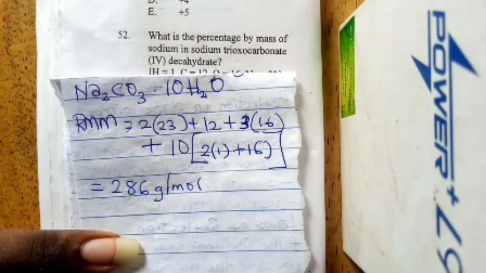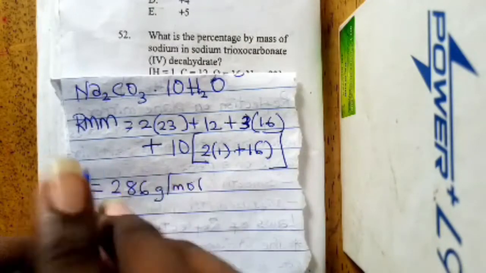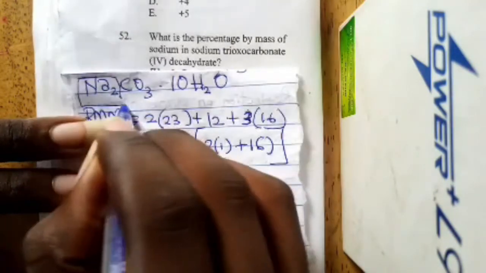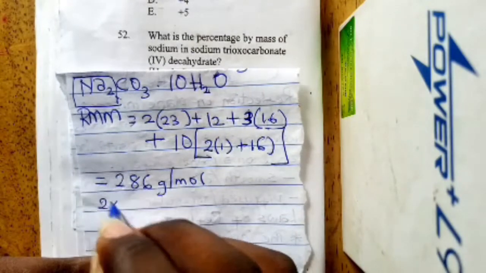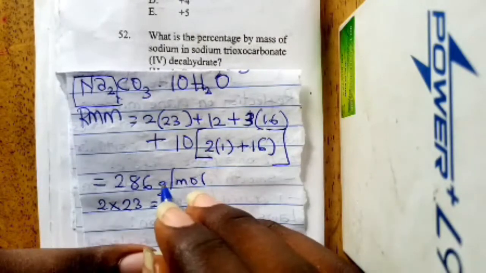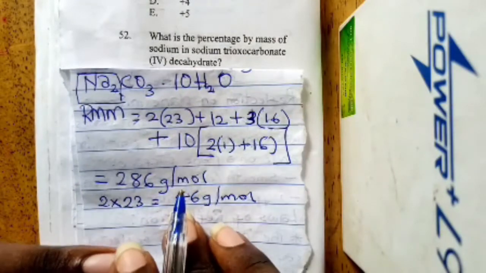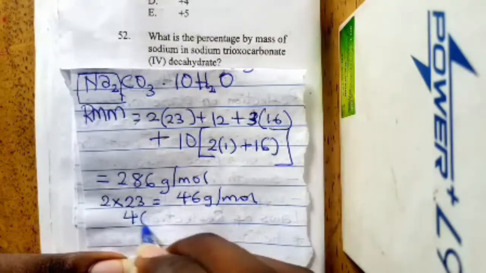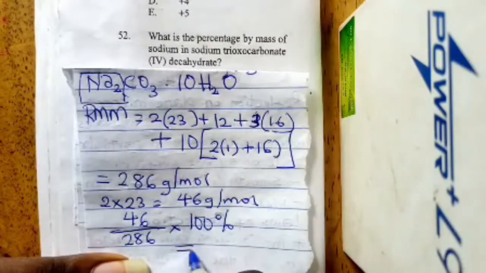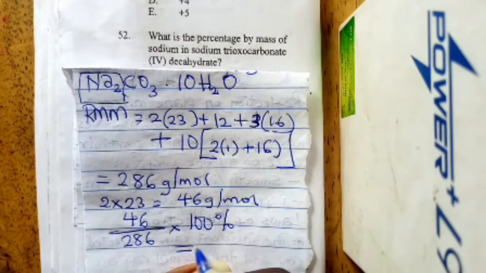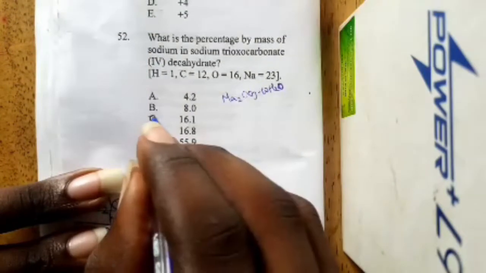And that tells us what is the percentage by mass of sodium. Now in this compound, you can see that this is sodium. What is the mass of sodium in this combination? That's just 2 times 23, which gives us 46 grams per mole. So the percentage by mass of sodium in that composition is simply 46 over 286 times 100%. And that gives us 16.1%.